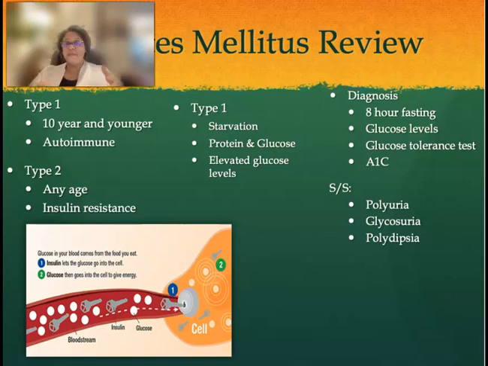So they have to go to the fat and the protein in order to be able to create energy. And that's why children have these high levels of glucose, but they look emaciated. They just look frail. They look horrible.